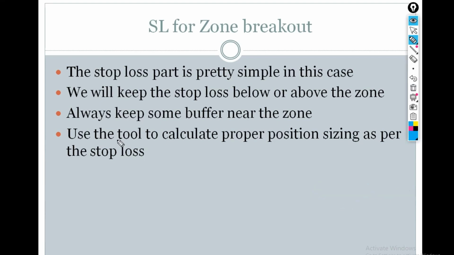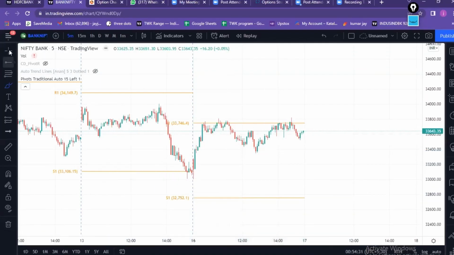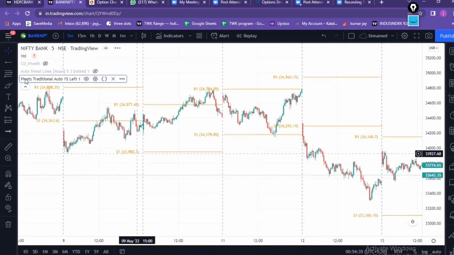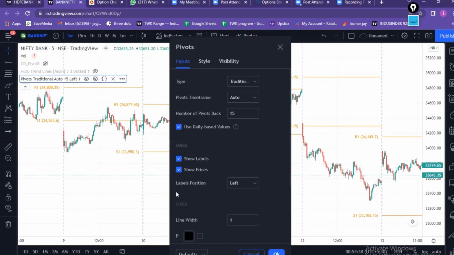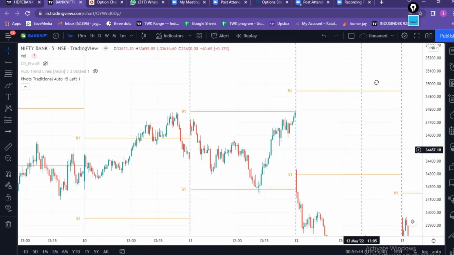Now, the most important next point is to use the tool to calculate position sizing as per your stop loss. Let me take you to an example. Let's open Bank Nifty. This is the chart of Bank Nifty. This is a very interesting example. I am going to change the setting here as well. I don't want the prices to be shown. That's it. Now we have the previous day low and S1.